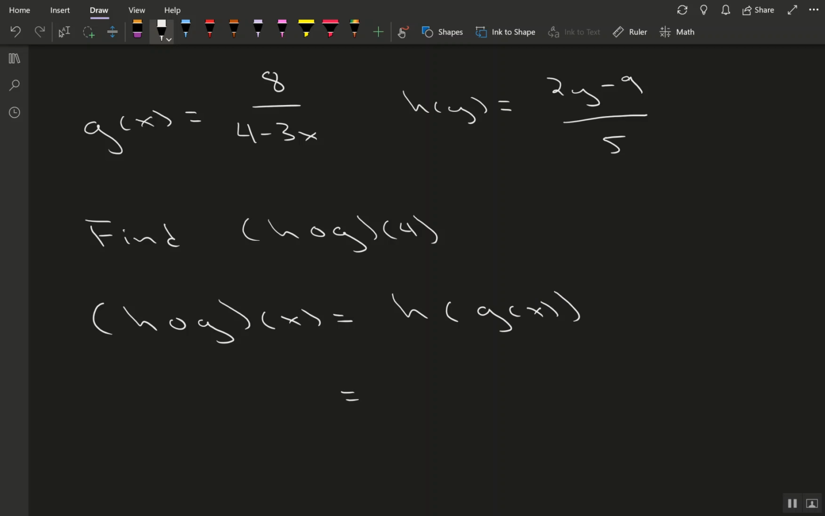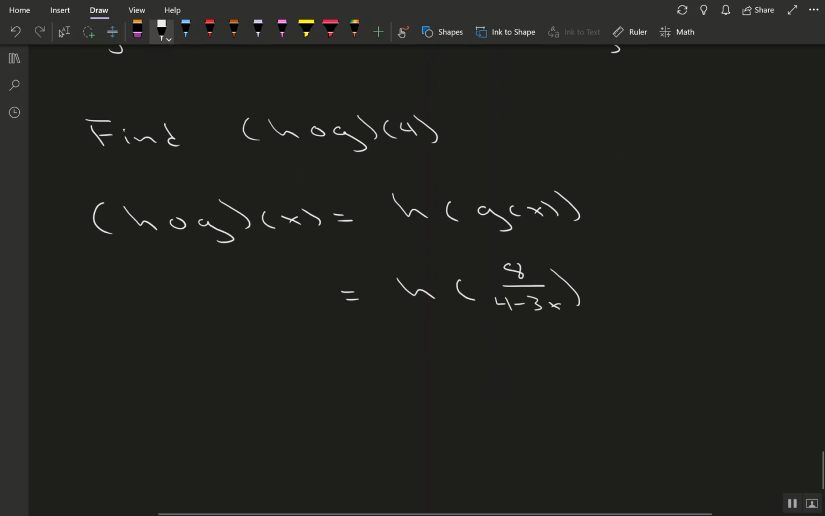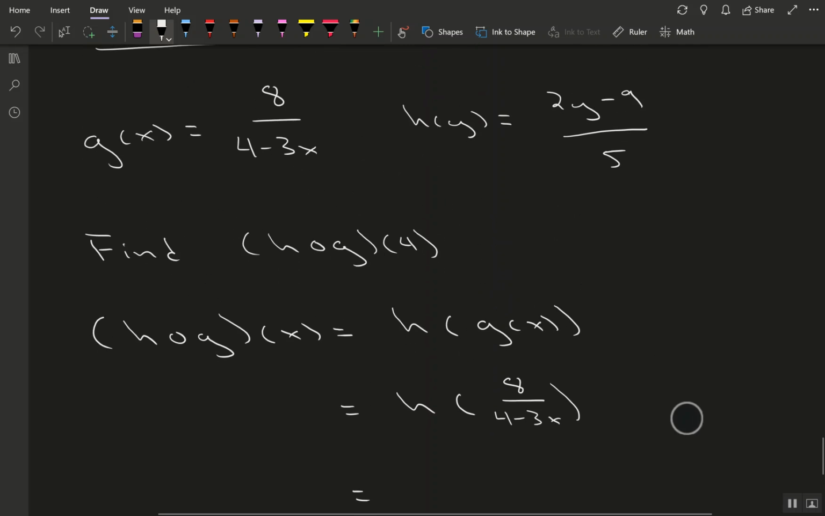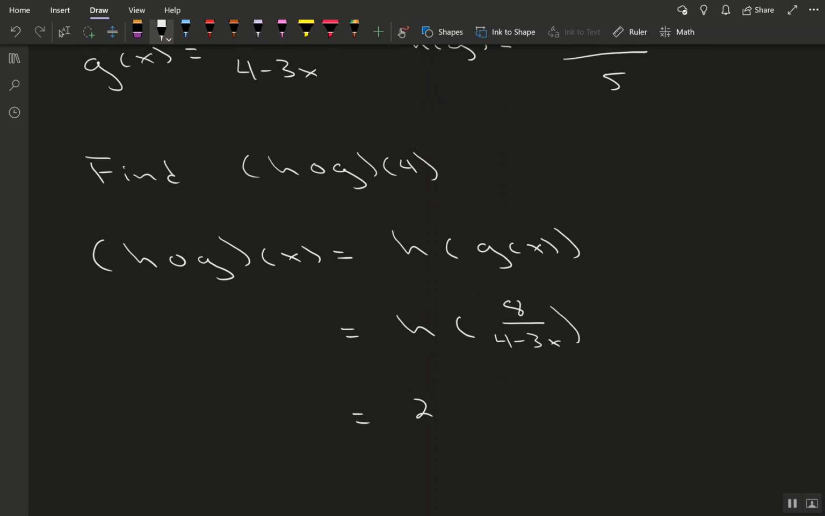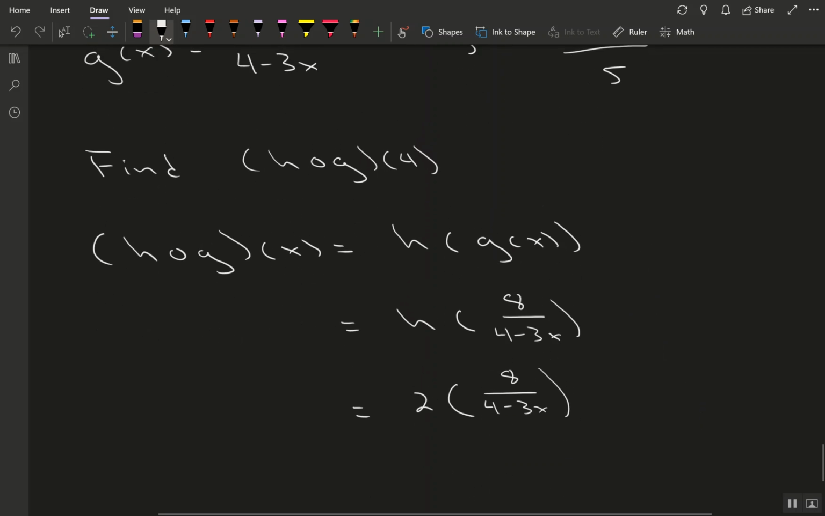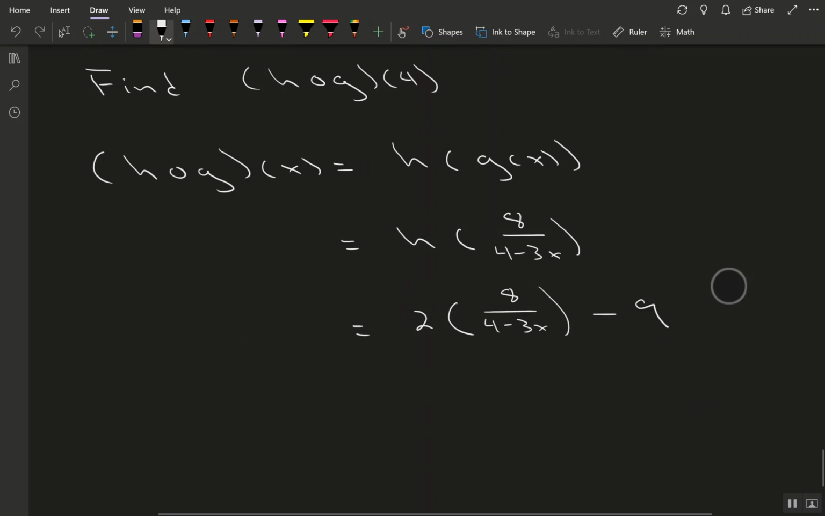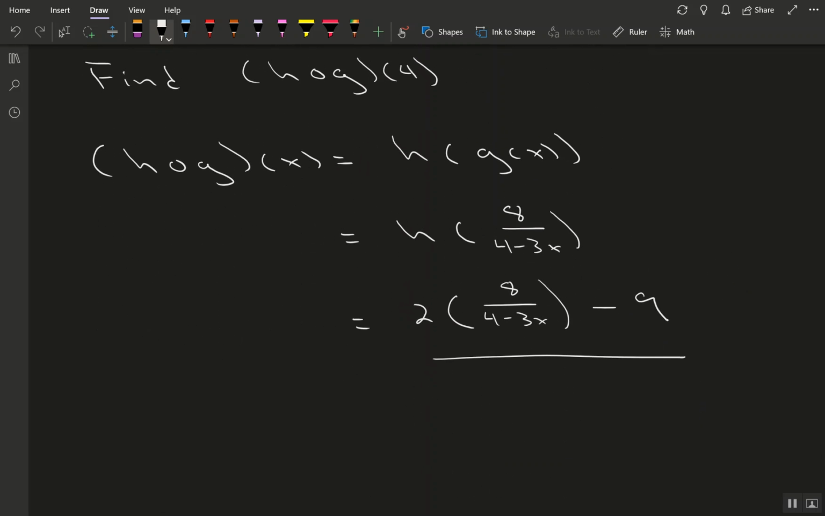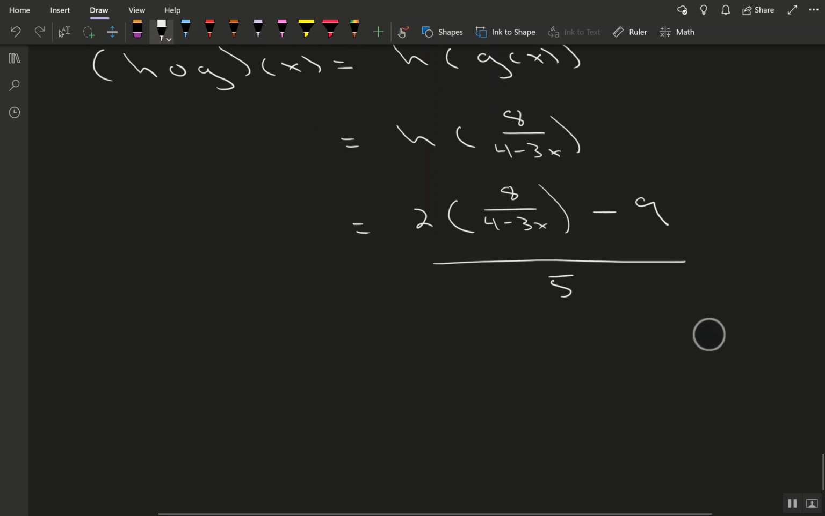So that means we get H of G of x, which is 8 over 4 minus 3x. And then we put that into H, which was 2 times all this. Oh yeah, that looks funky. 4 minus 3x, but that's the whole thing. That's what we do to it, and we subtract 9, and then put the whole thing over 5.